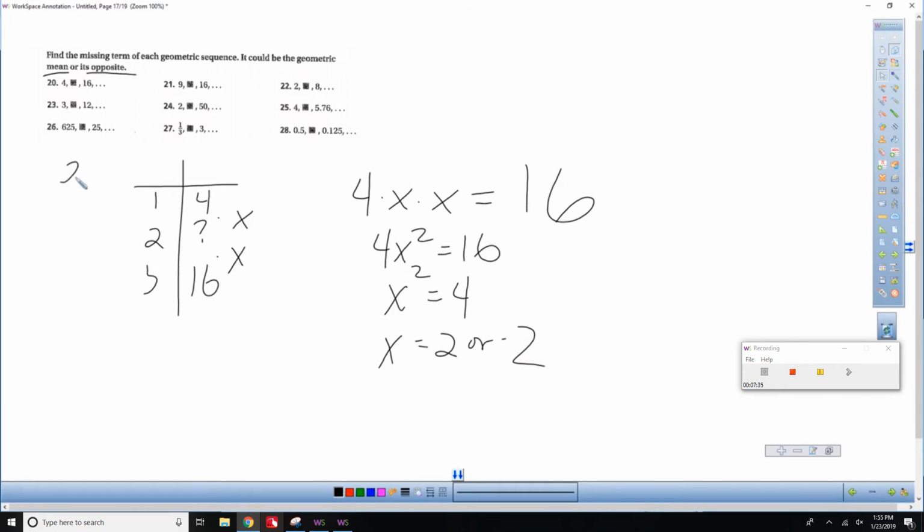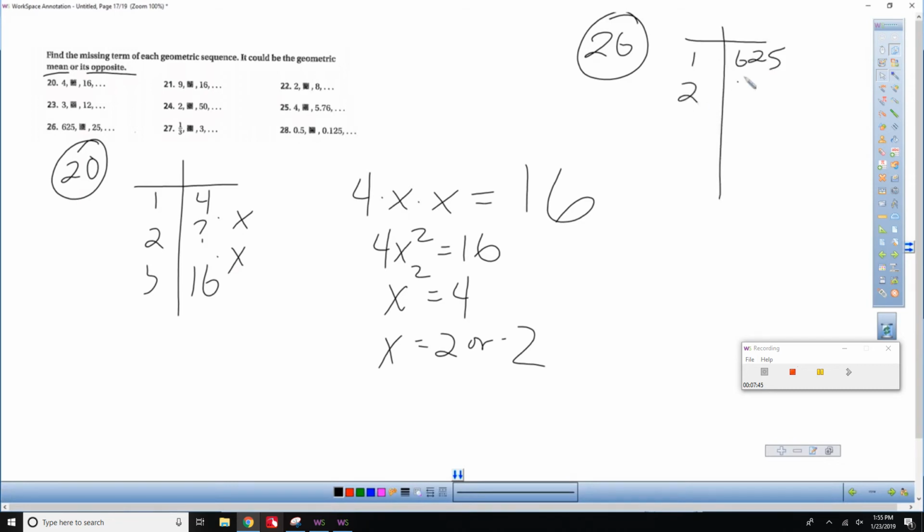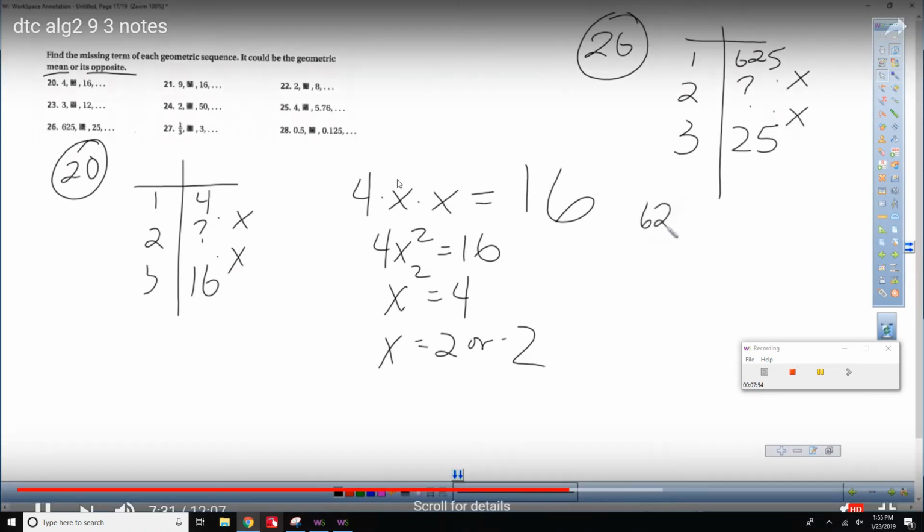That is called the geometric mean. You might remember that from algebra or from geometry. Okay, the geometric mean of 4 and 16 is positive or negative 2. No. The geometric mean would be positive or negative 8. I did not get the answer right for number 20. Let me be clear about that. For number 20, that should be an 8. R is 2. So I didn't write the answer down.